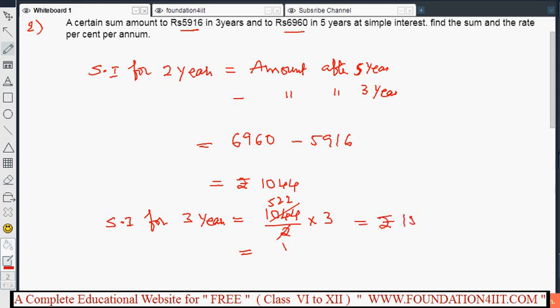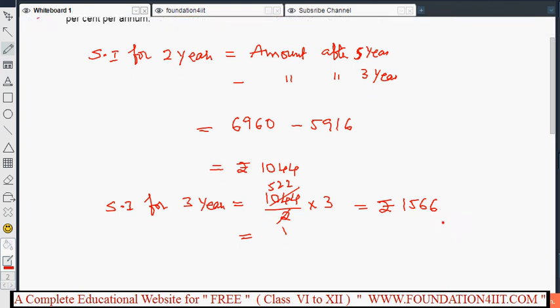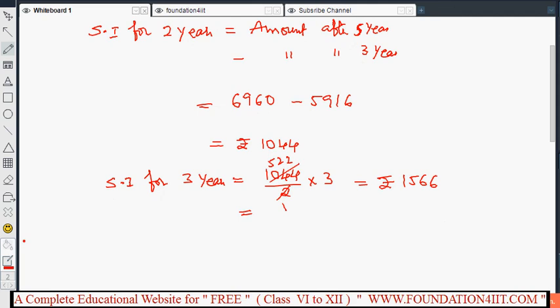Rupees 1566. Now we have the information of simple interest for 3 years and amount after 3 years also. Then we can find out the principal from these both. Therefore principal is equal to amount after 3 years minus simple interest for 3 years.